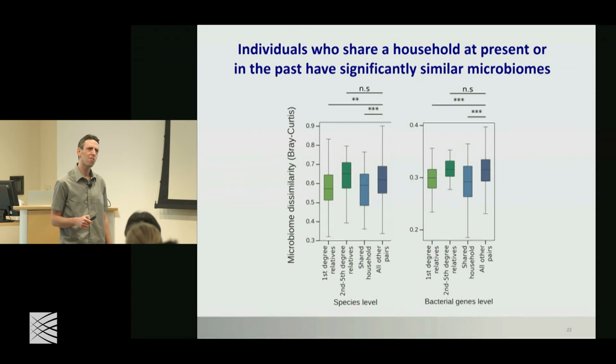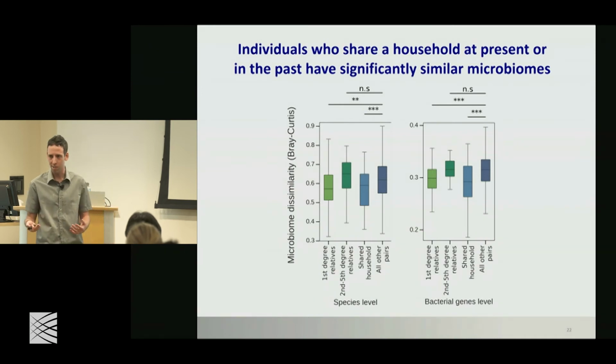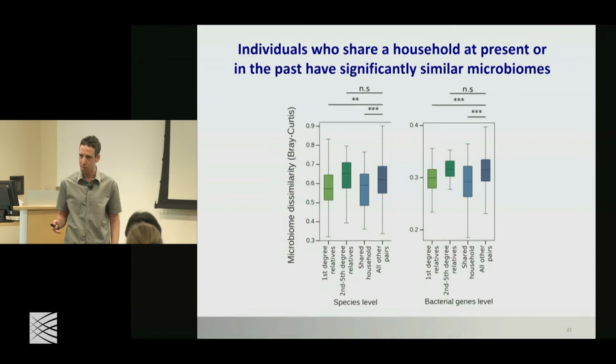Did you do the same genetic analysis to see whether the first-degree relatives actually might be more similar for genetic reasons? That's a good question. I'm not sure that we did. But I mean, by definition, we computed first-degree relatives by computing the genetic similarity. So actually, yeah, by definition, we did that, sorry.